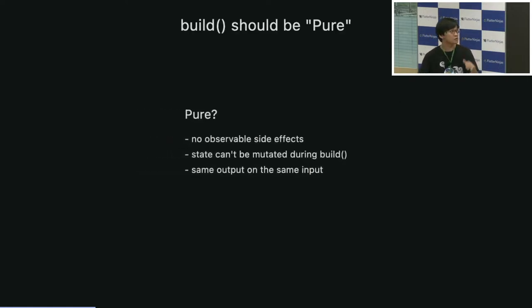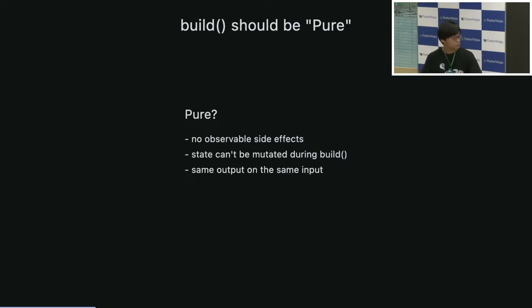And the build method should also be pure, because the build method is called by the Flutter framework, and we cannot expect when and how often it is called. It all depends on the Flutter framework's requirements. So it should be pure. Pure means that functions or methods cannot introduce observable side effects, like mutating state, calling an API, saving data, or communicating with other systems. That is not pure.